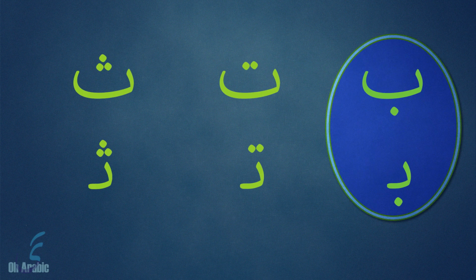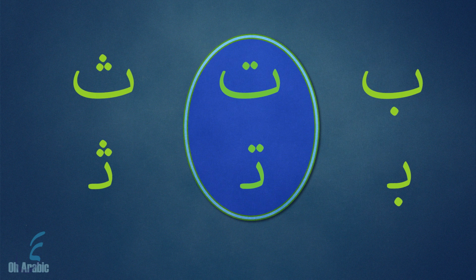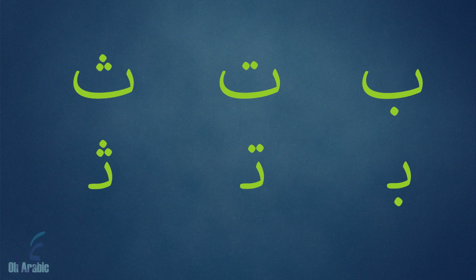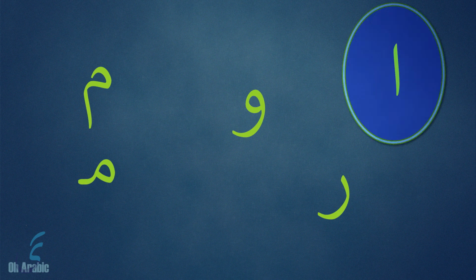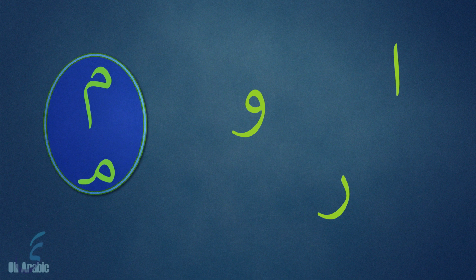Let's go. Ba, ta, tha. These are the new letters, but there are other letters studied previously and mentioned in this lesson, right? Here are a, ra, wa, and ma.